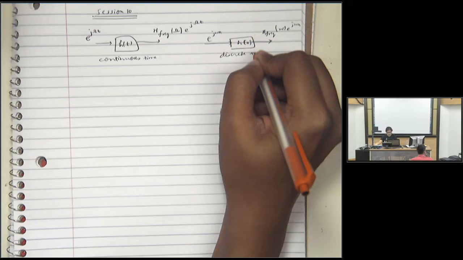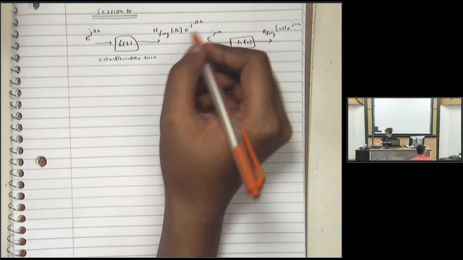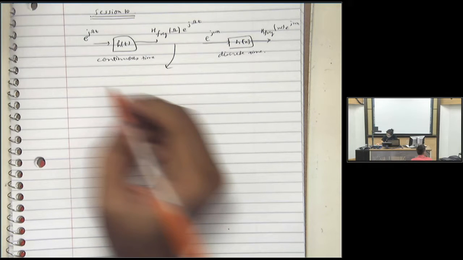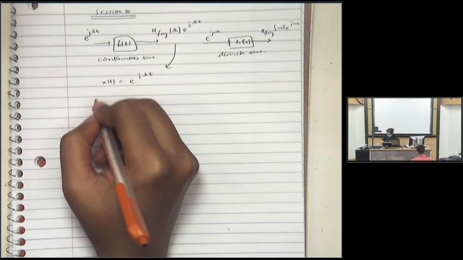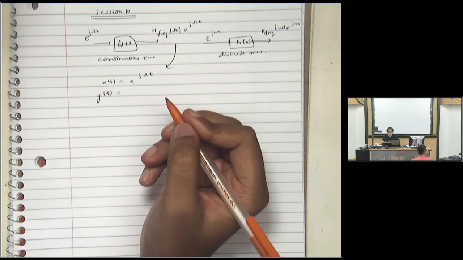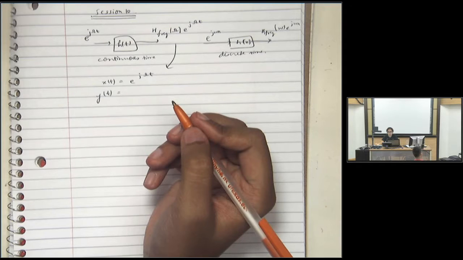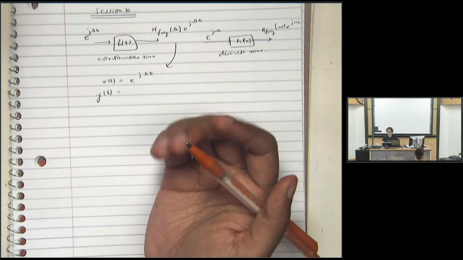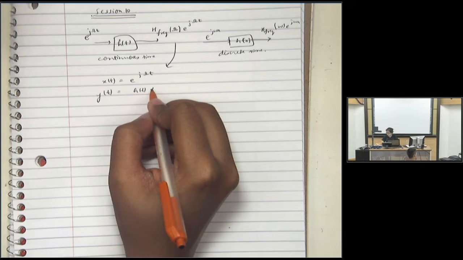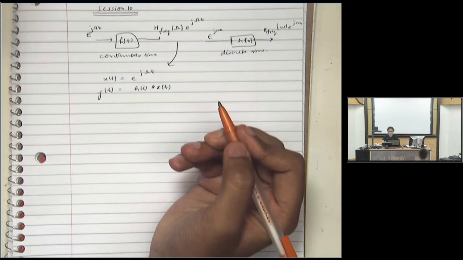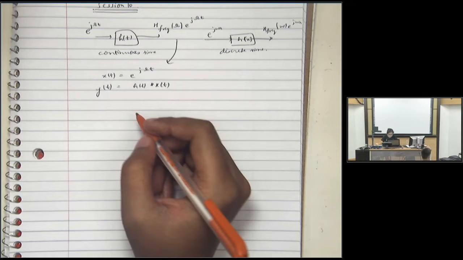Now, how do we get this? How do we know this? So let's say our input x(t) is e raised to power j capital omega t, right? What will be my output? y of t. No, that's something that we need to prove. How we got to this point? Correct. So basically h of t convolved with x of t, right? That's how your system works.